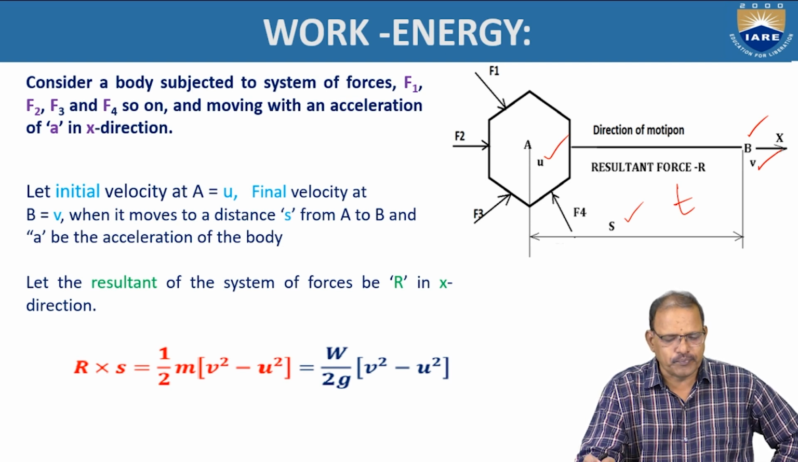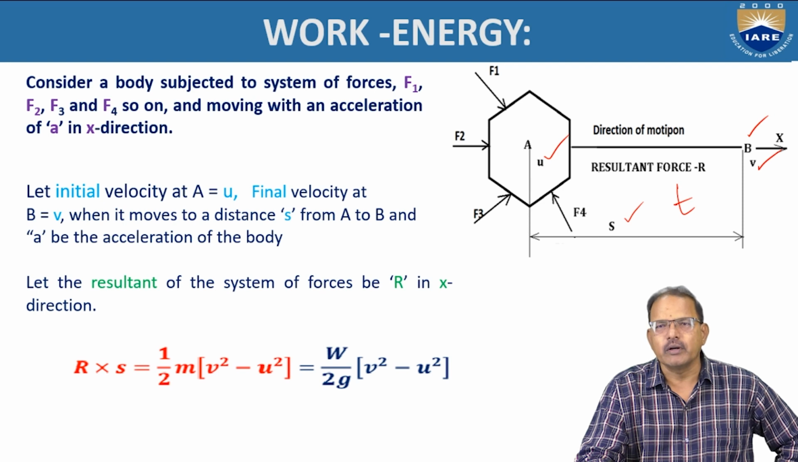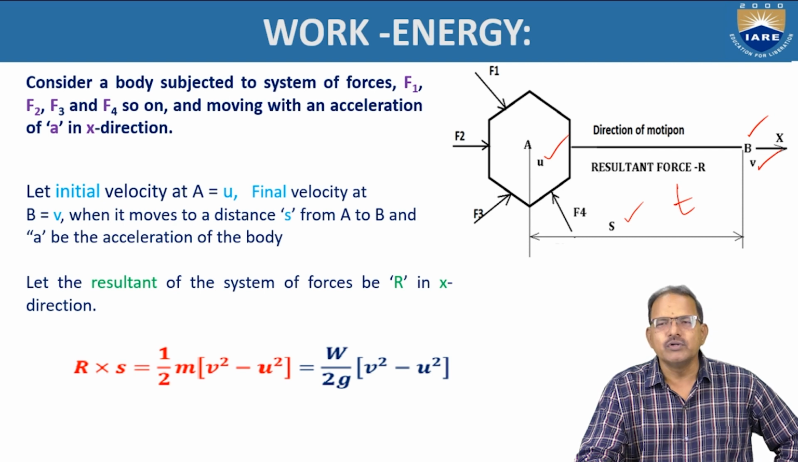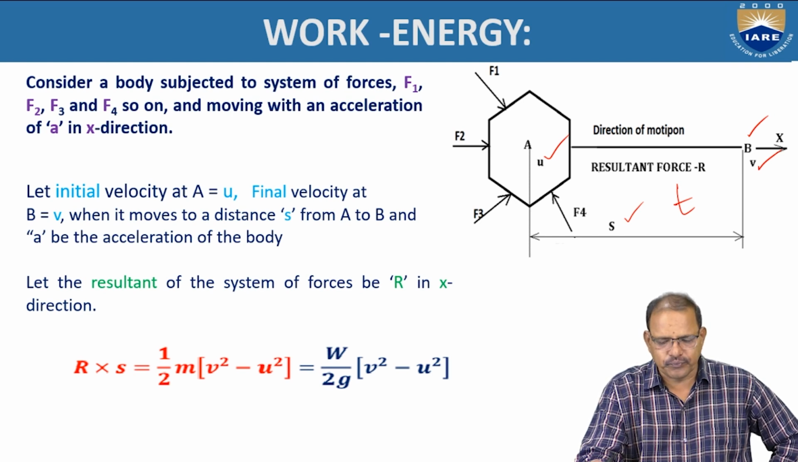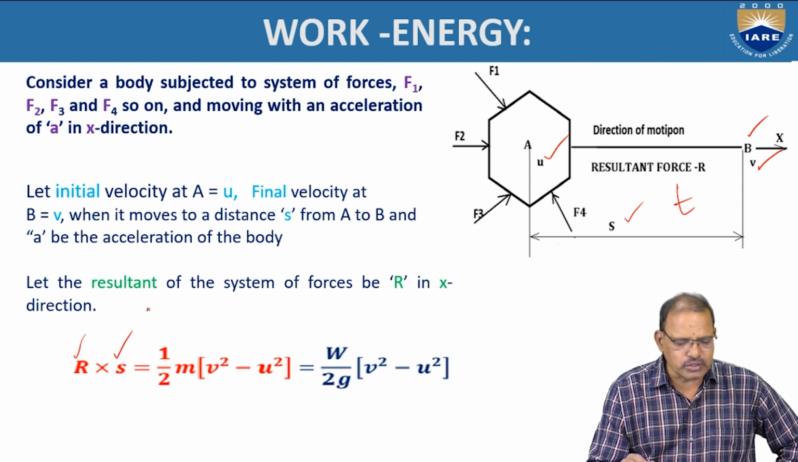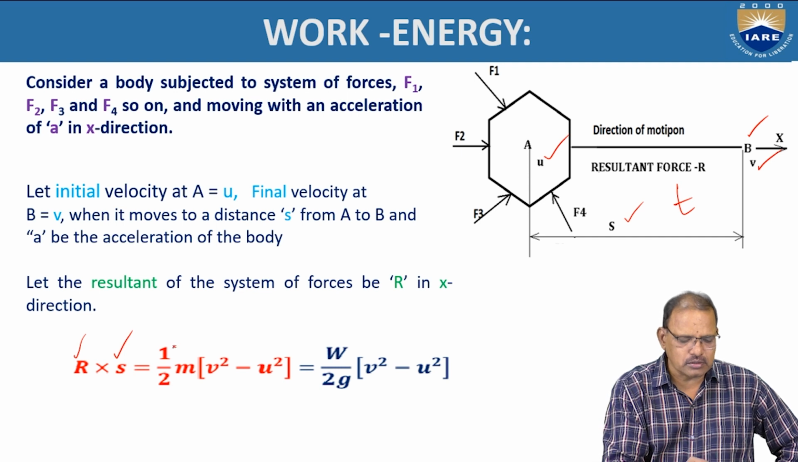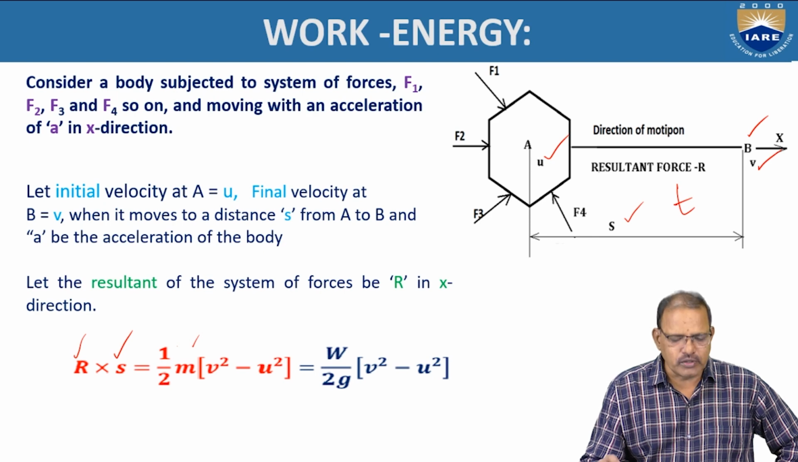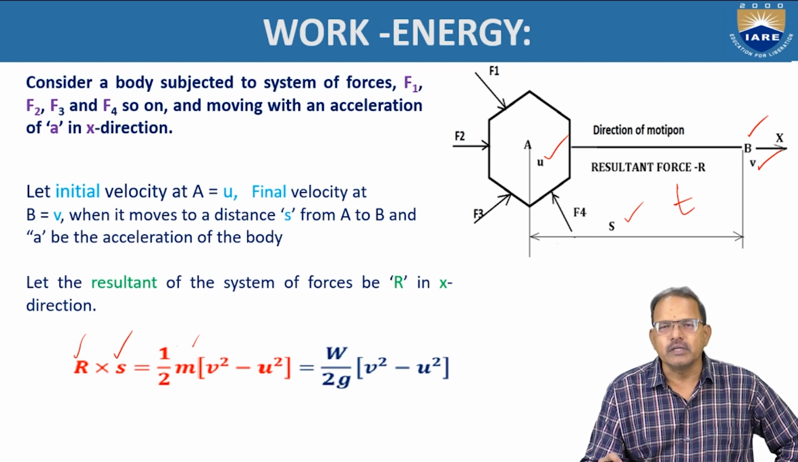According to the work energy principle, the work done by the forces should be equal to the change in kinetic energy of the body. Work done is equal to force into distance, where force is the resultant of forces F1, F2, F3 and F4 which are acting on the body. Hence, R into S is equal to change in kinetic energy, which is 1 by 2 m into v square minus u square, where m is the mass of the body, v is the final velocity, and u is the initial velocity.